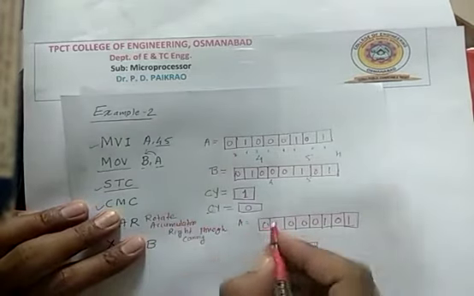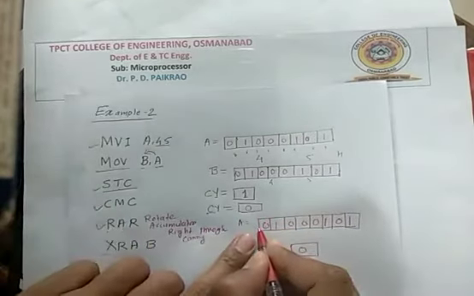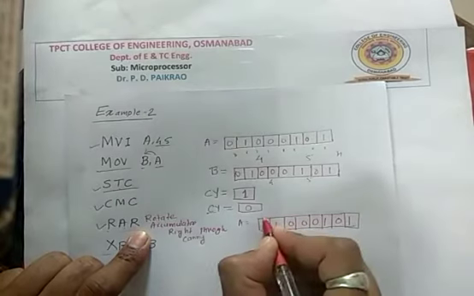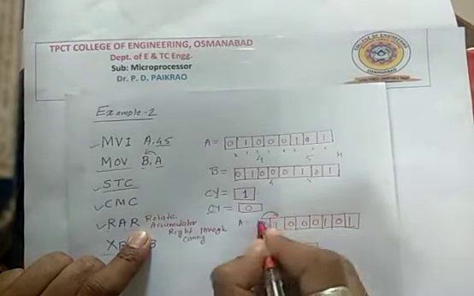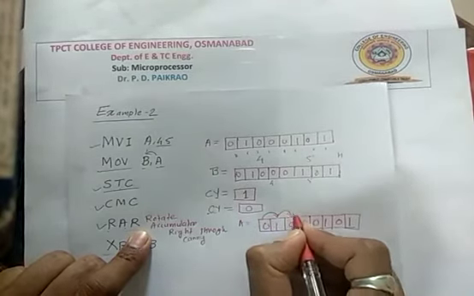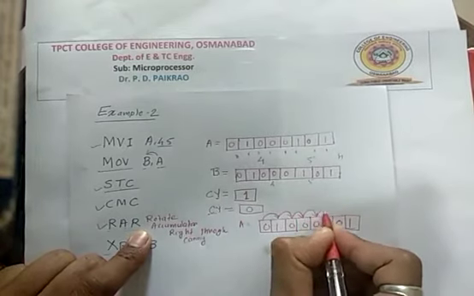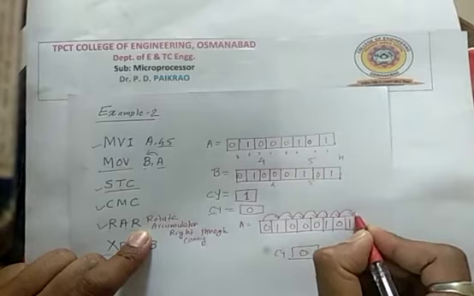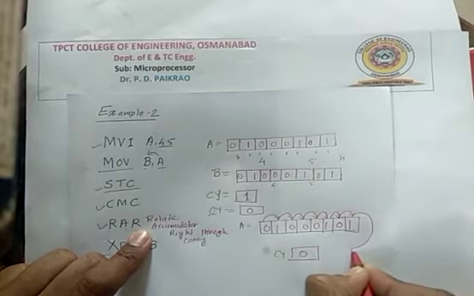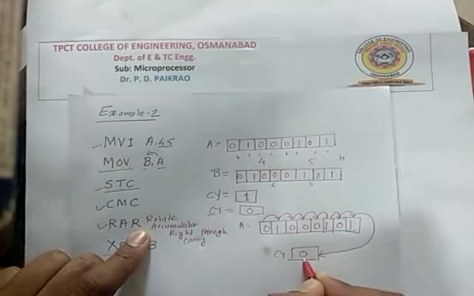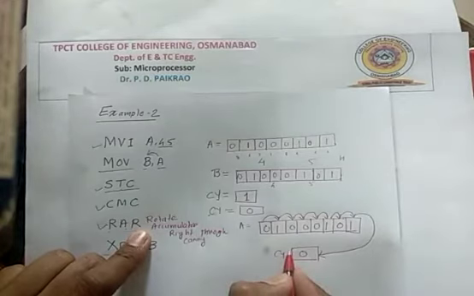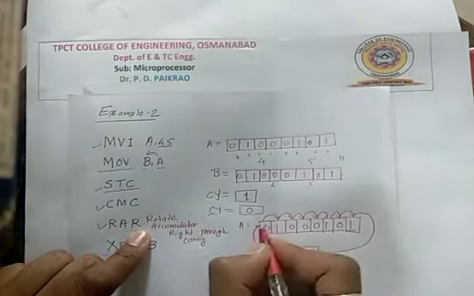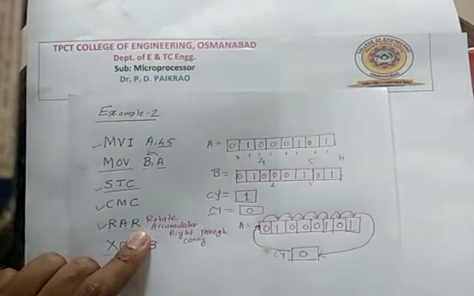Now how is it rotating? Rotating the content of the accumulator through the carry means like this: the MSB is moved here, then here, and finally the last bit, the LSB, is shifted to the carry. Again, the carry bit is shifted into the MSB of the accumulator. Are you getting it or not?